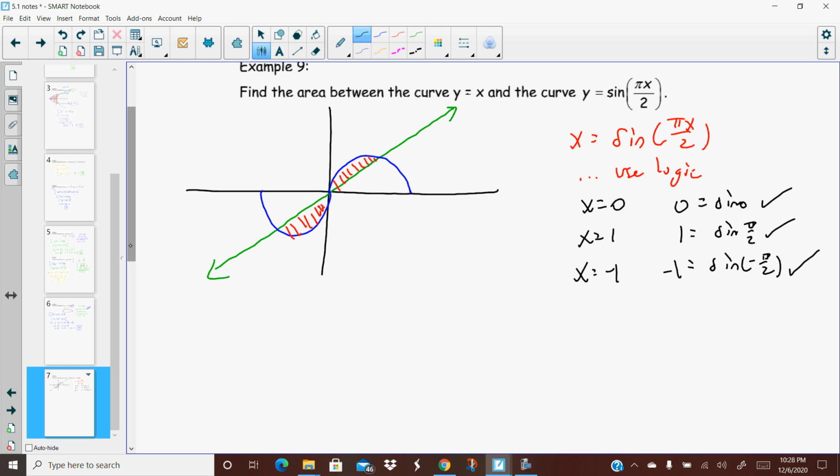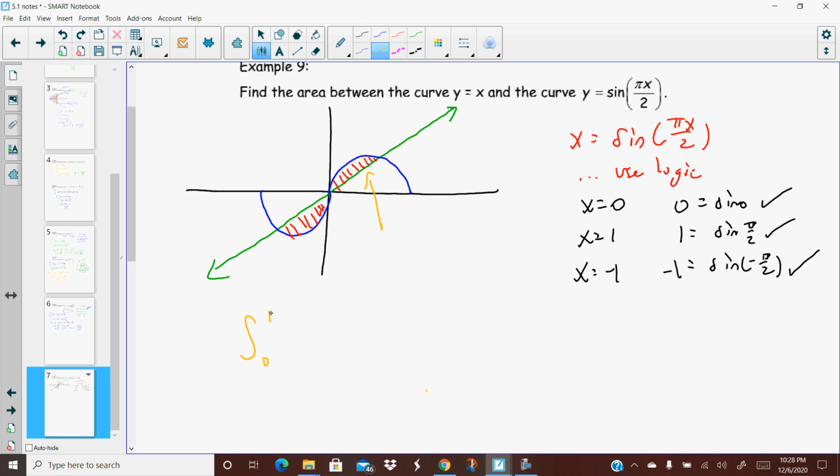Both of these functions are odd, meaning they are both symmetric to the origin, which means that if all I wanted to do, this is probably the easiest way to do it, is find the area of that one, then I can double it and I found the total area. So that's probably the best thing to do. So let's go ahead and just take the area from 0 to 1.